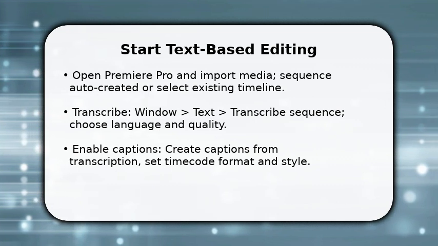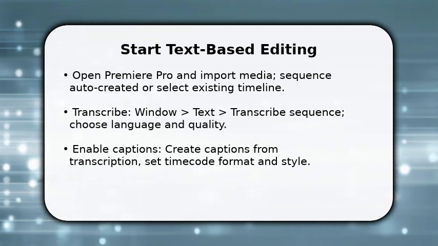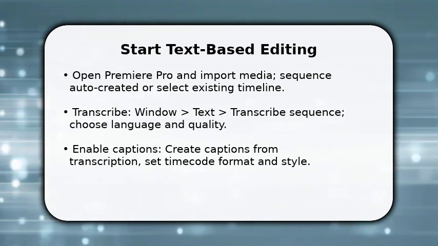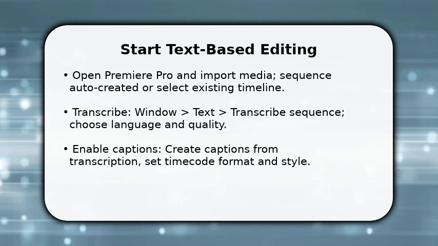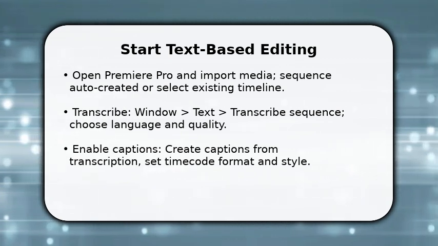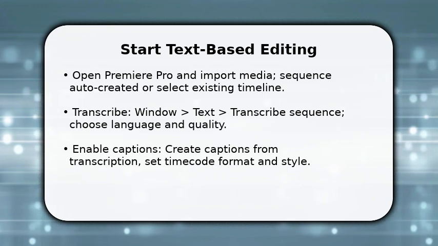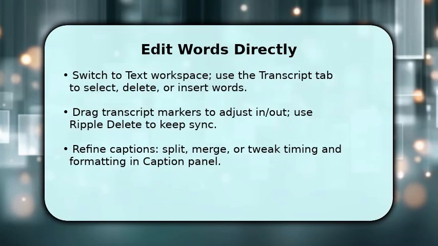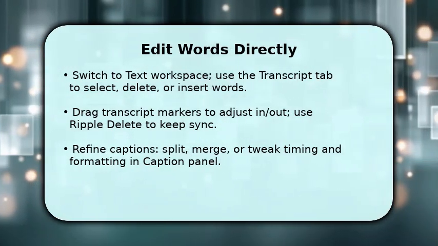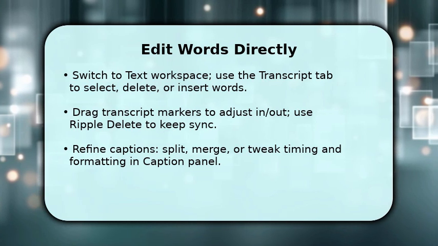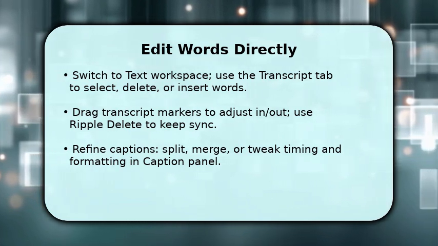Make sure the sequence is selected before creating captions, because that ties text segments to video. This gets you immediate word-level access and avoids manual scrub and cut. Now you edit the content directly in the transcript tab, so you change meaning rather than guessing cuts. Select phrases and press delete or type replacements.